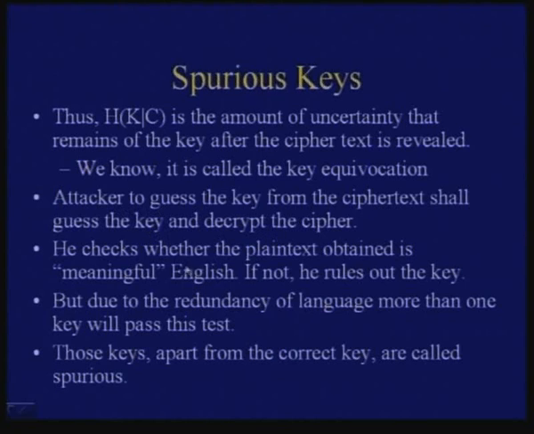Next, he checks whether the plaintext obtained is meaningful English or not. If not, he rules out the key. But due to the redundancy of language, more than one key will actually pass this test. Those keys, apart from the correct key, are called spurious.